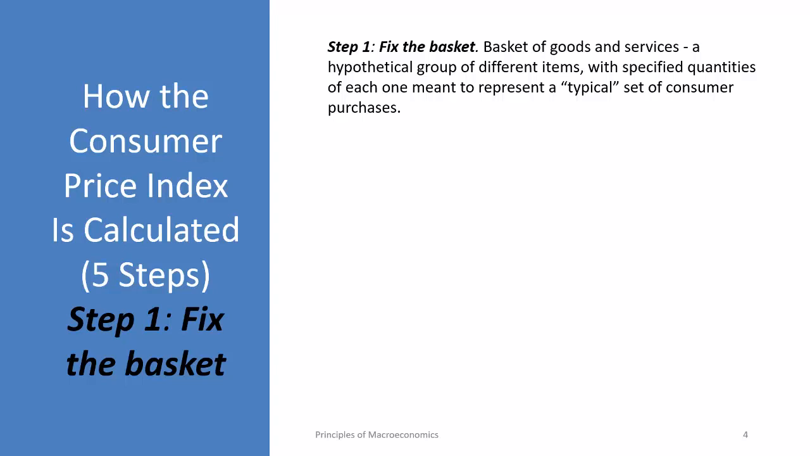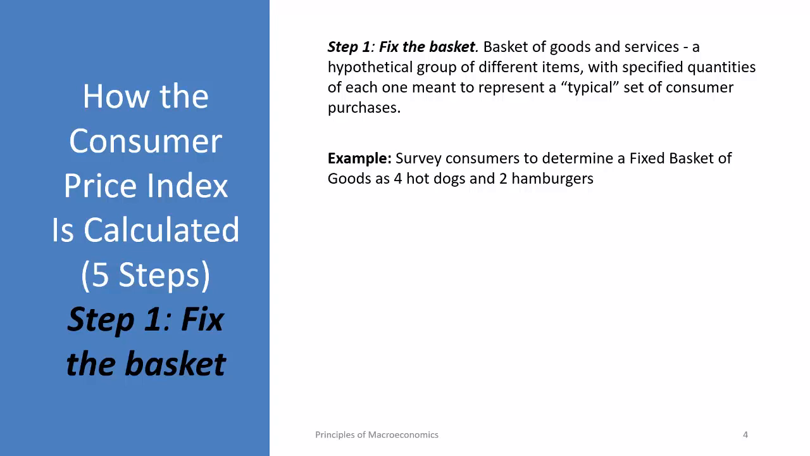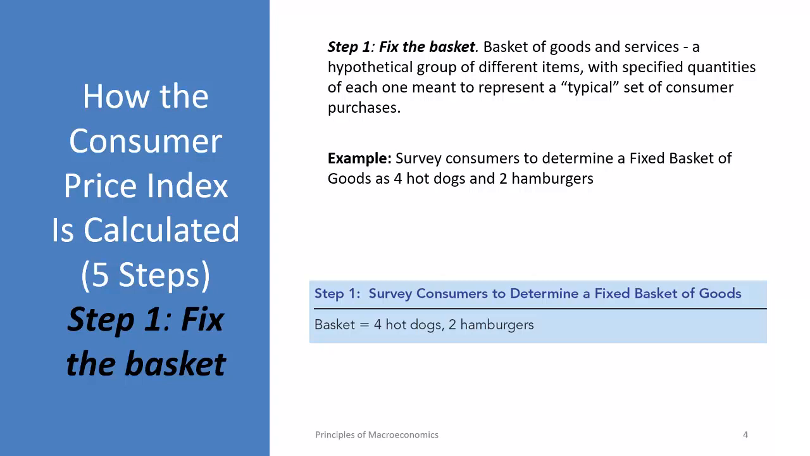You don't want to look at consumption of, say, super rich people like Bill Gates or Warren Buffett, or you don't want to look at consumption of really poor people, because these two represent two extremes. But most of us perhaps are in the middle. So in this particular lecture, I'll just take an example, and let's say our survey shows that a typical consumer eats 4 hot dogs and 2 hamburgers. So in this particular example, our basket is 4 hot dogs and 2 hamburgers.